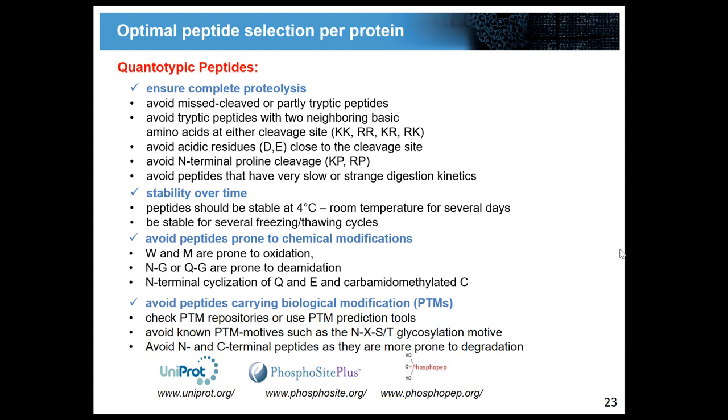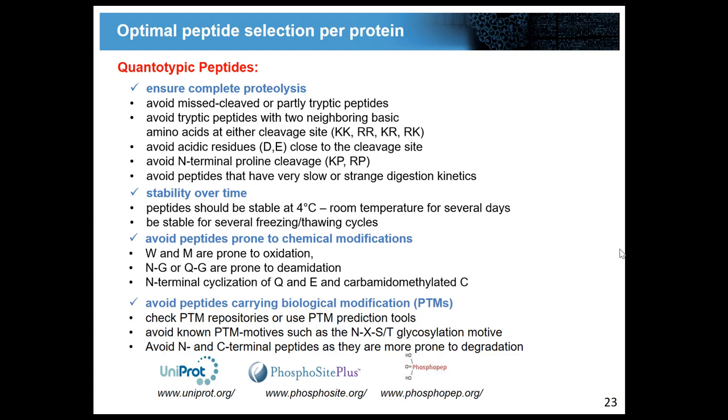And finally, there is the big field of biological modification, PTMs. If you want to quantify protein abundance, then you don't want to use a modified peptide to represent your total protein. So ideally avoid peptides that carry a biological PTM. Unfortunately, we don't know all the PTMs and where they sit, but you can check repositories and see whether your selected peptides appear in PTM repositories. You can try to avoid known motifs like the NXS/T motifs of glycosylation, or you can avoid N and C terminal peptides, as we know the N and C termini of proteins are more prone to degradation.